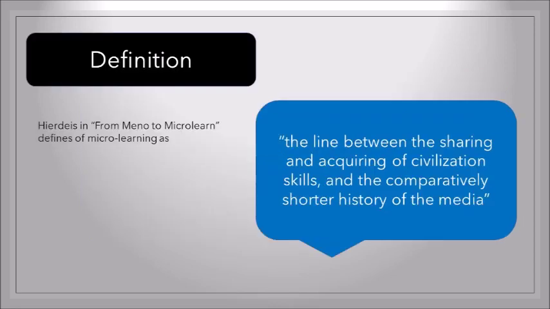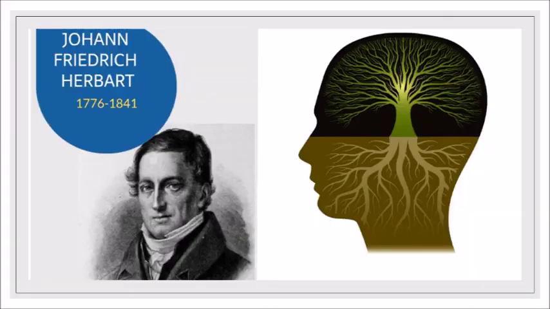The idea that microlearning has been in practice since prehistory was first presented by Hydes in his 2007 essay called From Meno to Microlearning, a Historical Survey. Hydes defines microlearning as the line between the sharing and acquiring of civilization skills and the comparatively shorter history of the media. Hydes notes how educational pioneers from Socrates to Johann Friedrich Herbart taught that it is essential to break up a curriculum into smaller parts for the benefit of the learner.